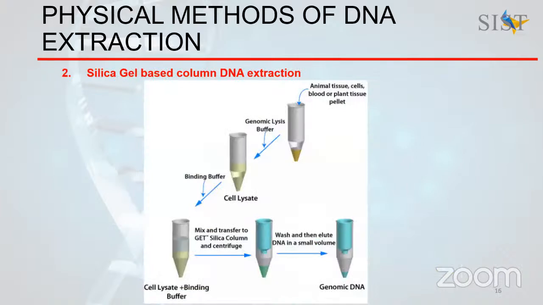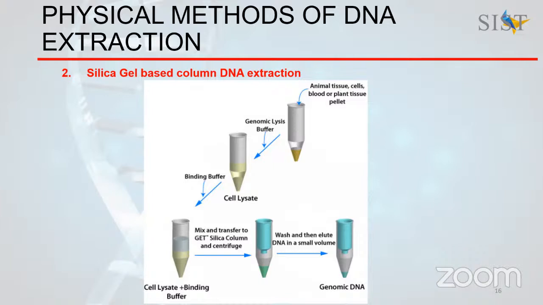So the second method of DNA extraction is silica gel based column DNA extraction. The reason why we are using silica gel is because it provides a surface where the DNA can be adsorbed, or come and bind to the silica gel. So only the DNA will bind onto the silica gel. Therefore, the DNA can be selectively separated.